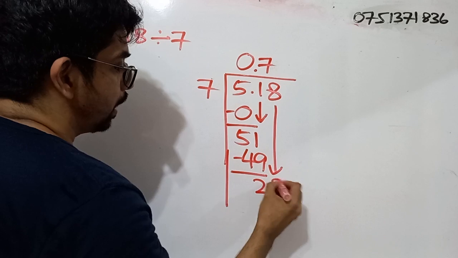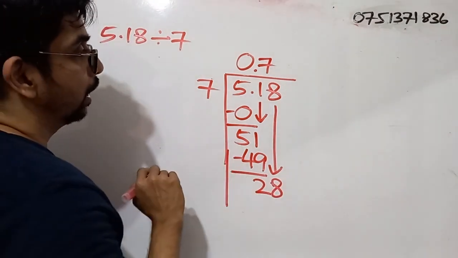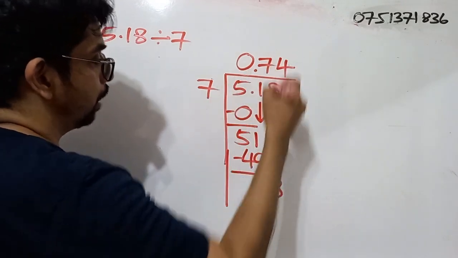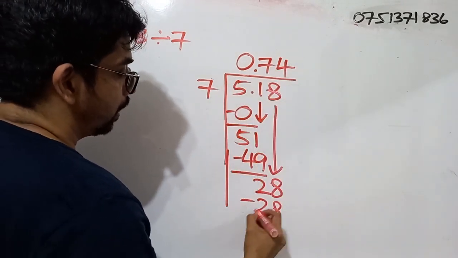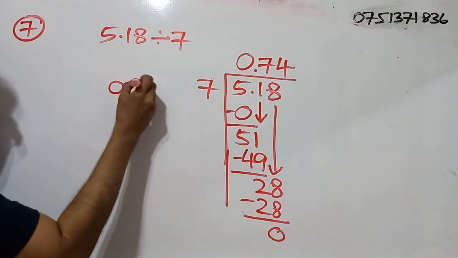Now drag down this 8, altogether 28. How many 7s are there for 28? 4. 7 times 4, what is that? 28. 28 minus 28, we get a 0. So here, what is the answer?